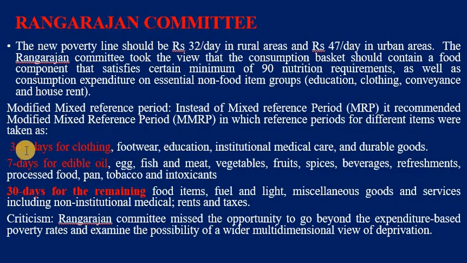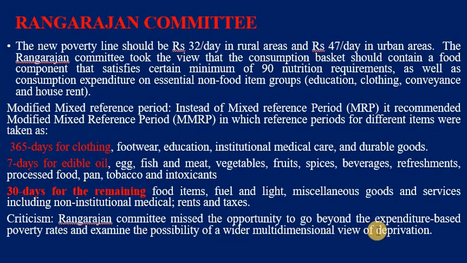As we know, previously the Tendulkar Committee, a unique thing is the modified mixed reference period. In this, 365 days were used for certain items, a 7 day period for a certain basket of items, and 30 days for the remaining food items. So all three different modified mixed period items are used. Important criticisms are that this committee missed the opportunity to go beyond the expenditure based poverty rate and examine the possibility of a wider multidimensional view of deprivation.